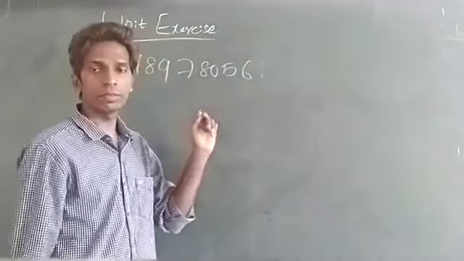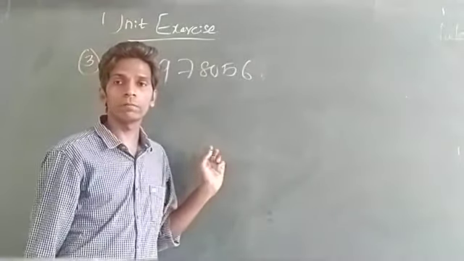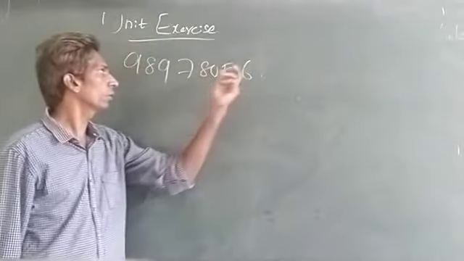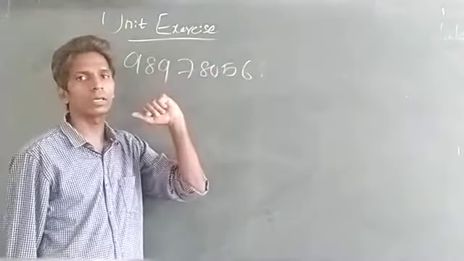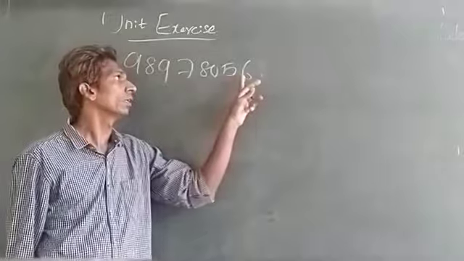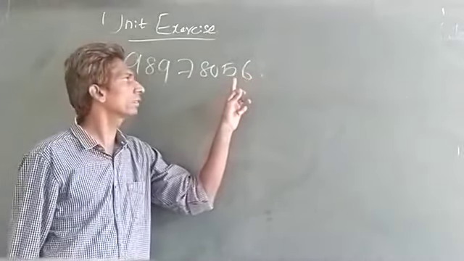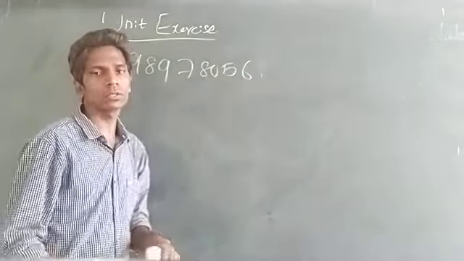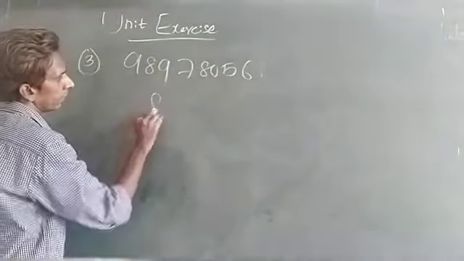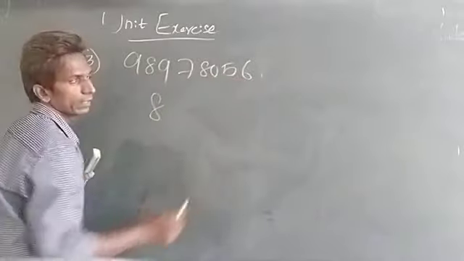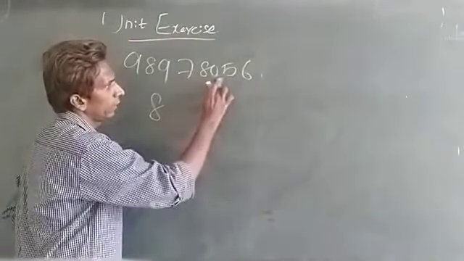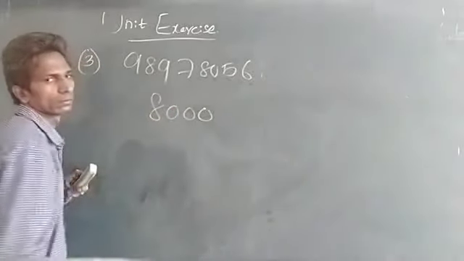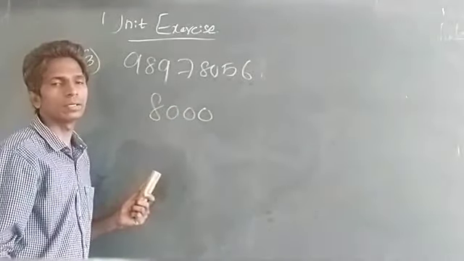What did the question give you? You want to find out the place value of 8. Now we have only two 8s. Units, tens, hundreds, thousands. In the thousands place we have one 8. So I am taking 8. After 8, how many digits are there? Thousands means 3 digits. So you want to put 3 zeros. It will become 8000.